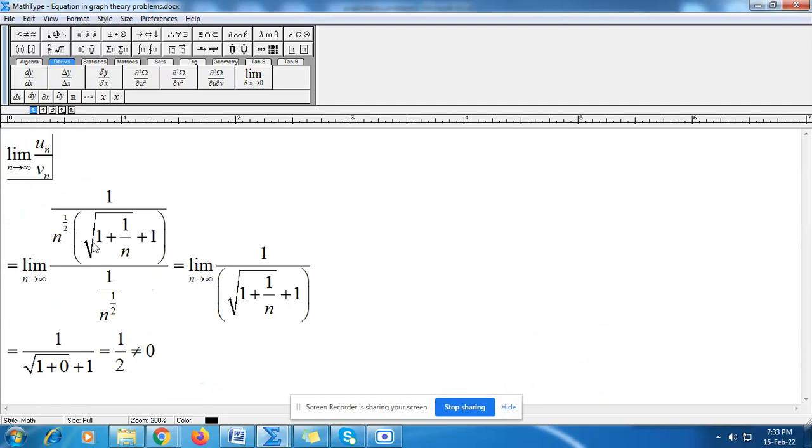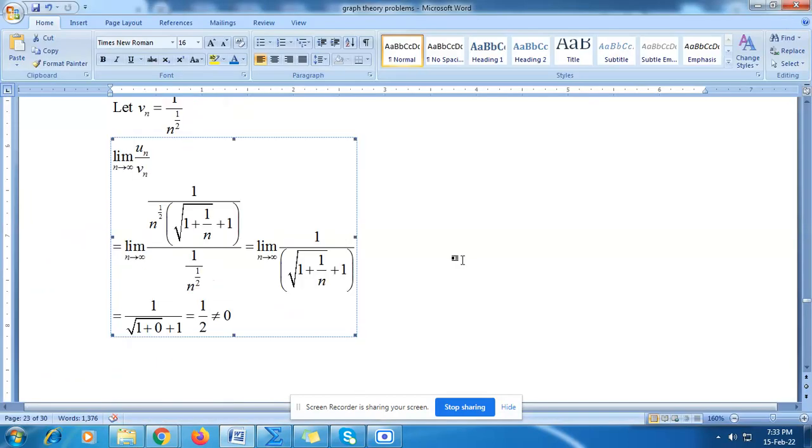1 by n power of half into root 1 plus 1 by n plus 1 by 1 by n power of half, the n power of half got cancelled. It remains 1 by root 1 plus 1 by n plus 1. As n tends to infinity, 1 by n tends to 0, so 1 by root 1 plus 0 plus 1 is equal to 1 by 2, which is not equal to 0.